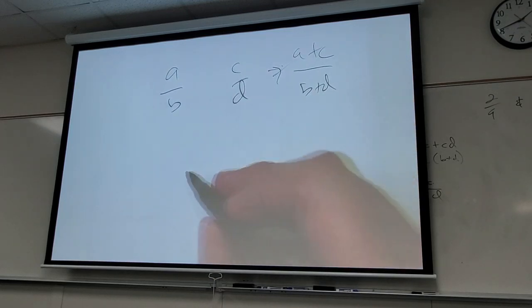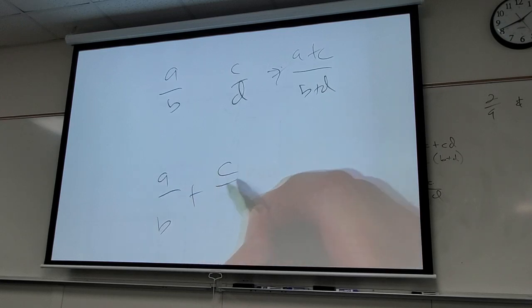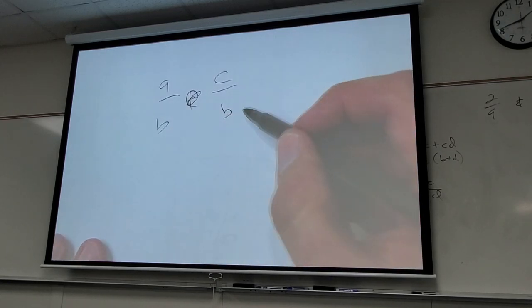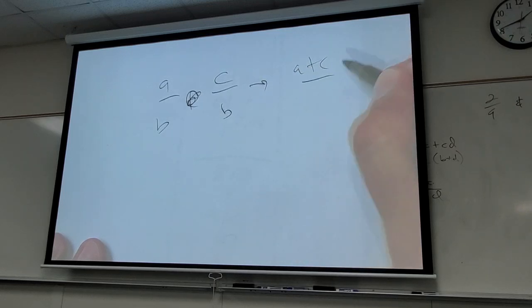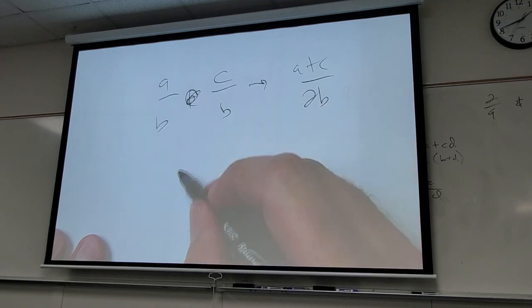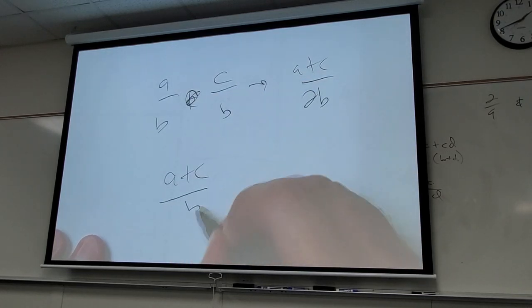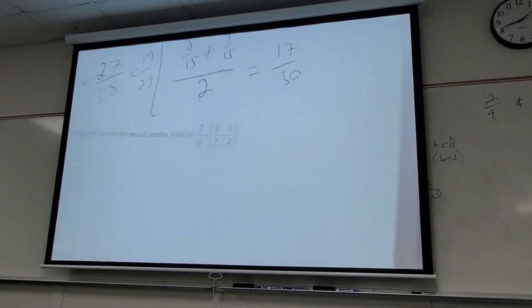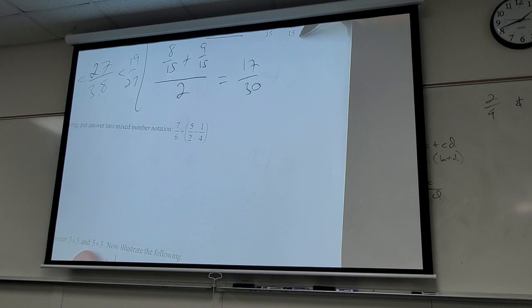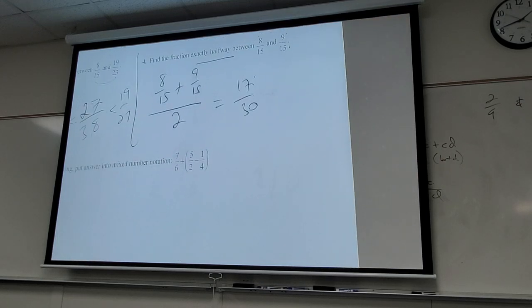With me? What if the denominators are already the same? What if the denominators are already the same? This would be a plus c over b plus b, yes? But if I add these and then divide by 2, do you see how these are the same? So if the denominators are the same, if you add straight across 8 plus 9, 17, 15 plus 15, 30, you do get a fraction that is directly in the middle.